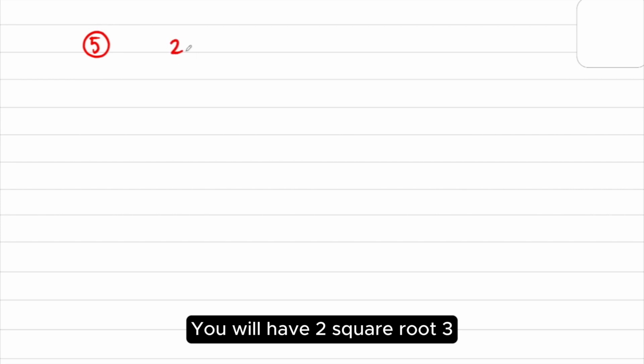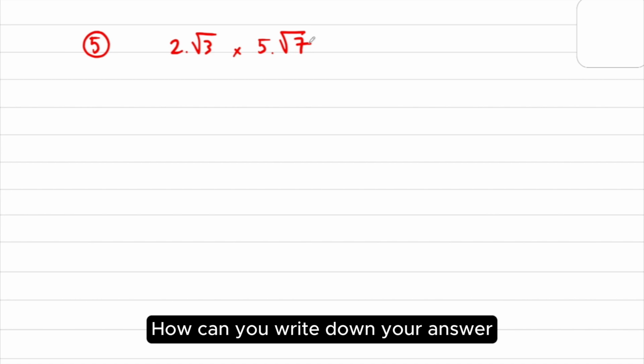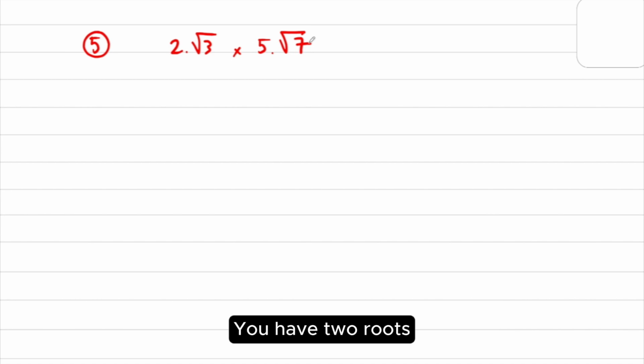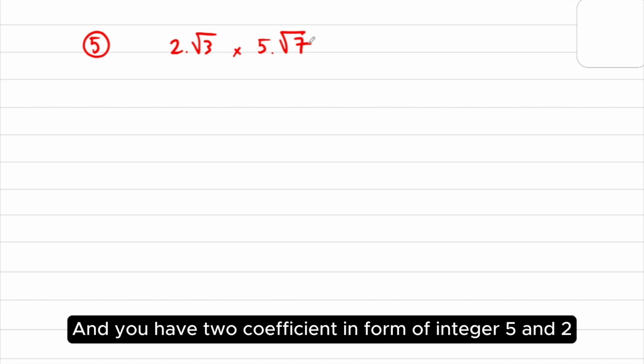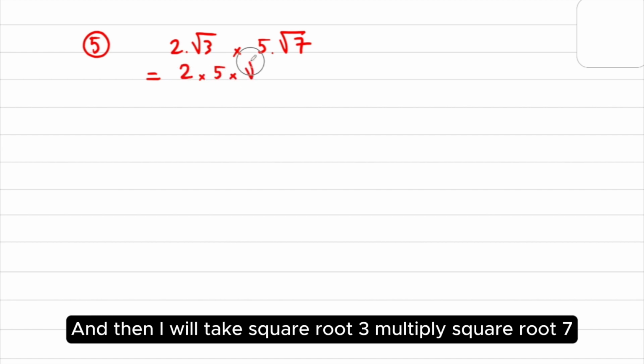You have 2 square root 3 multiplied by 5 square root 7. How can you write down your answer? Okay, look at this. You have two roots, square root 3 and square root 7, and you have two coefficients in the form of integers, 5 and 2. I will multiply the coefficients together, 5 and 2, and then I will take square root 3 multiplied by square root 7.